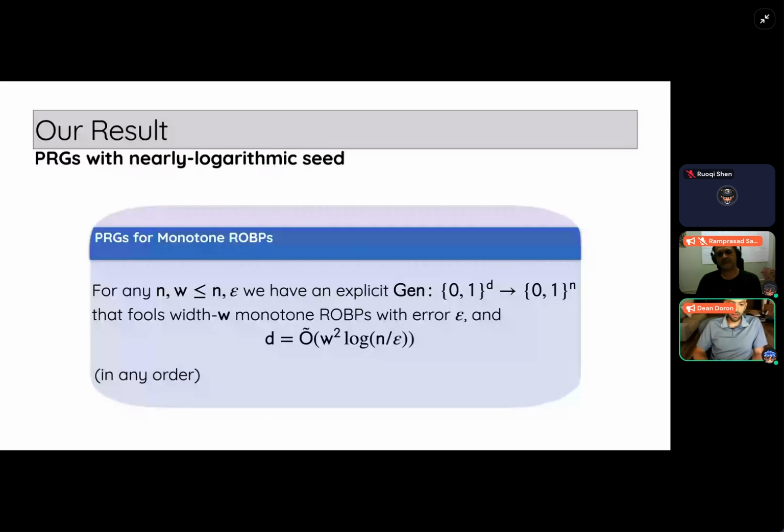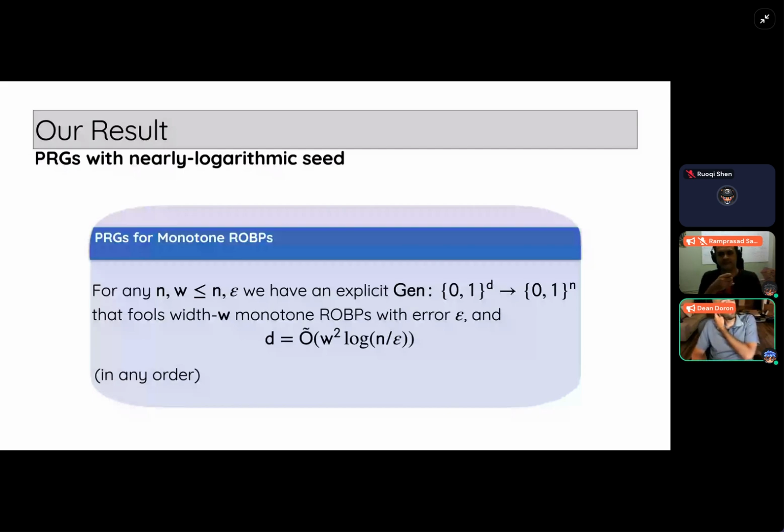So for any n, w, and epsilon, we have an explicit PRG that stretches t bits to n bits, fooling width w, length n, monotone ROBPs with error epsilon, and the seed length is O tilde of w squared log n over epsilon. It also works for any order, but I'm not going to get into the any order definition.